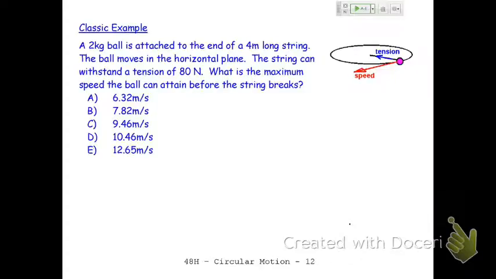Let's do an example. A 2-kilogram ball is attached to the end of a 4-meter long rope. The ball moves in a horizontal plane. That's hard to do, actually, so sometimes you put it on a frictionless table. The string can withstand a tension of 80 newtons before it breaks. What is the maximum speed the ball can attain before the string breaks?